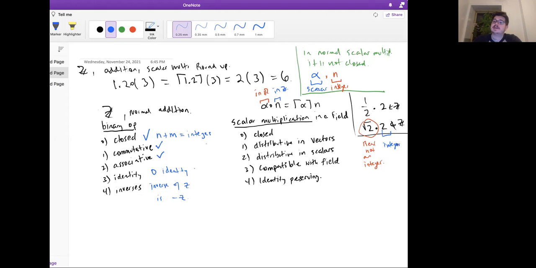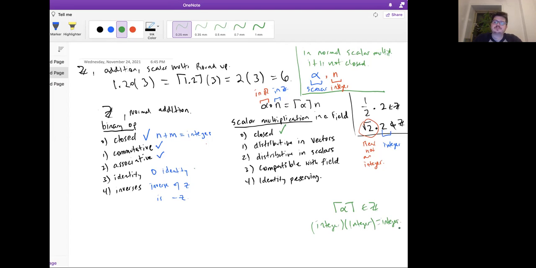However, we're working with a different scalar multiplication. Give me any number, but before you multiply by the integer, you round up. So now is that closed? The ceiling, yeah, it is closed, right? Because this round up will always give you an integer, and integer times integer is an integer. Integer times integer equals integer.